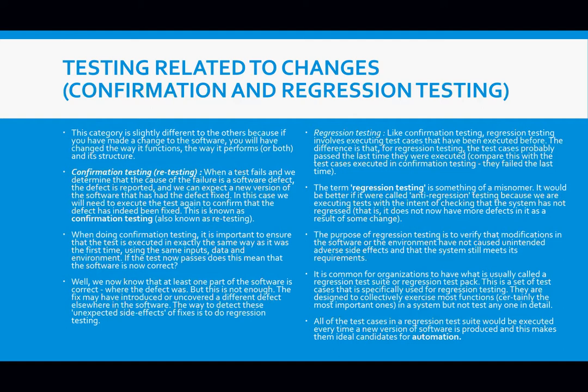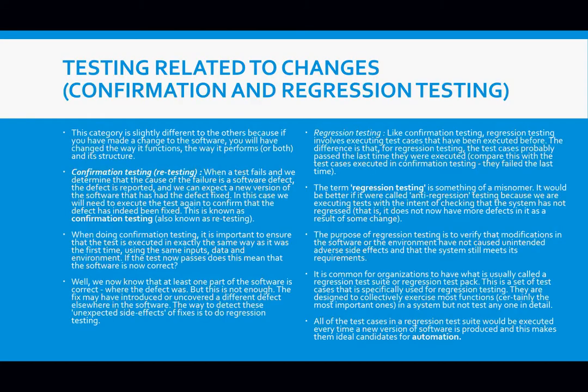In confirmation, you test that what failed before now passes and the defect is fixed. But in regression, you want to check that the fixes have not caused any side effects to the application.